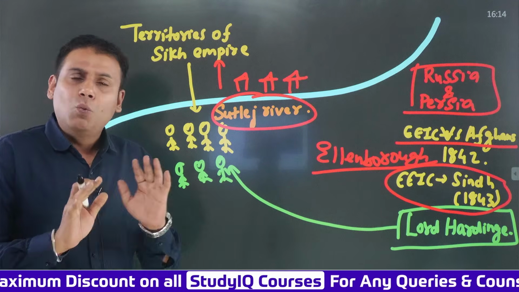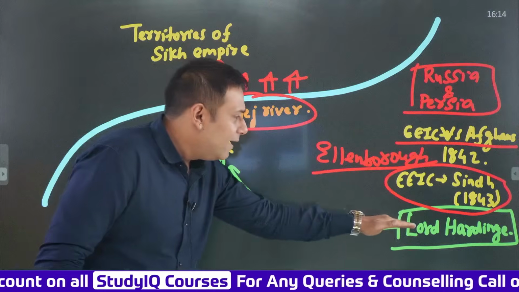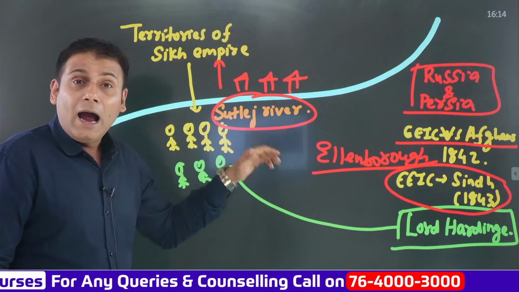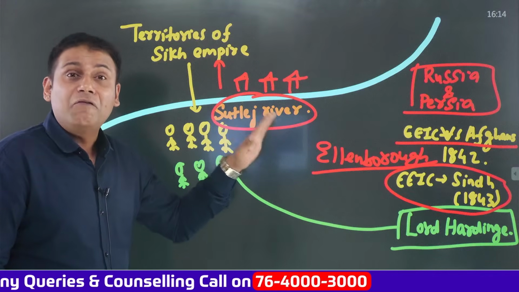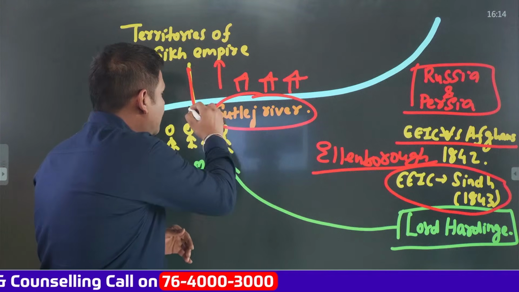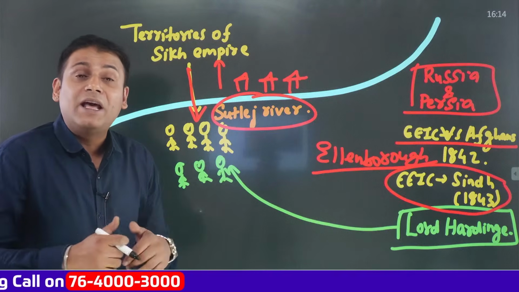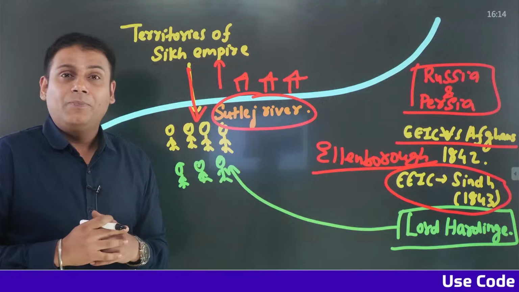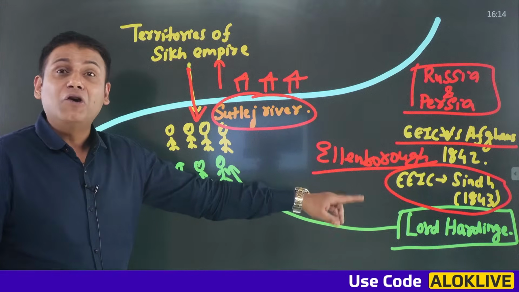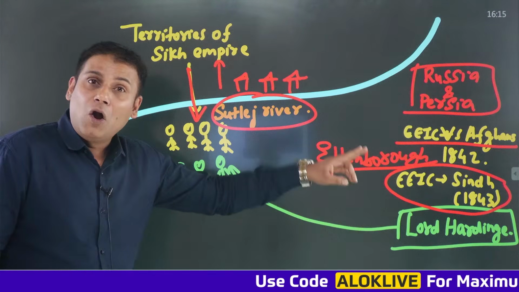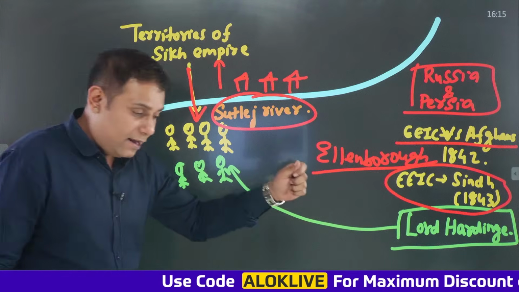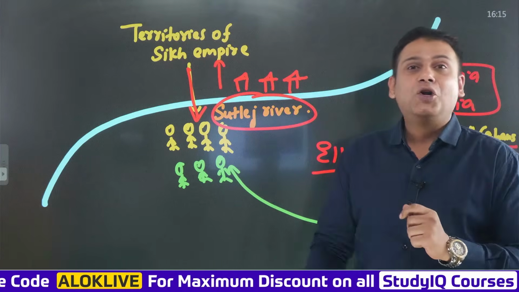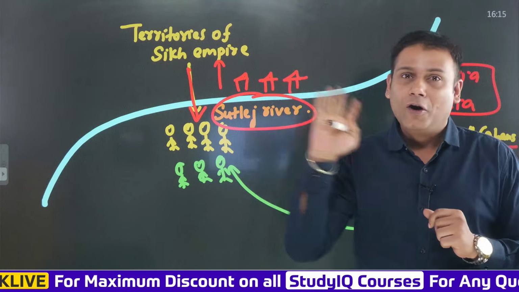Okay? So, what did Lord Hardinge do? Lord Hardinge dispatched a few of his forces along the banks of River Satluj. And the Sikh forces crossed the River Satluj and started attacking the territories of the English East India Company to the south of River Satluj. And this was seen as a breach of the Treaty of Amritsar by Lord Hardinge. Lord Hardinge immediately dispatched his additional forces, and this culminated in the First Anglo-Sikh War.